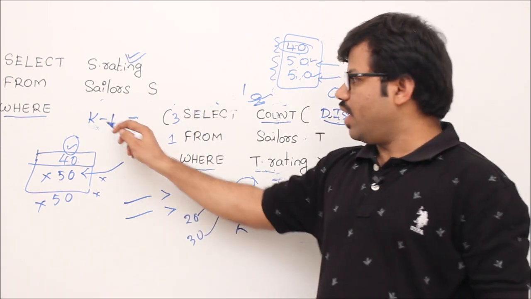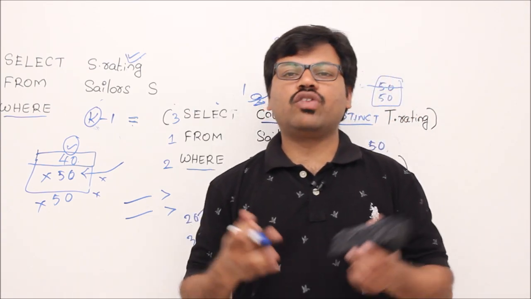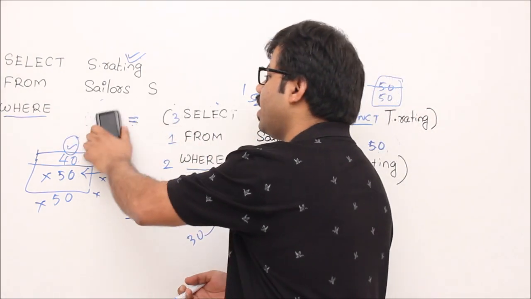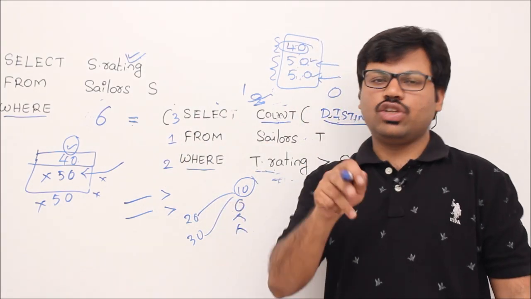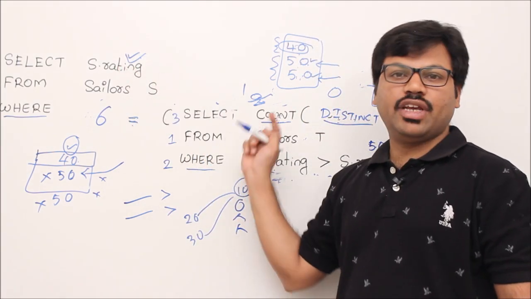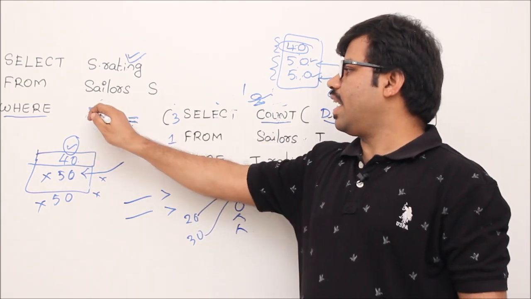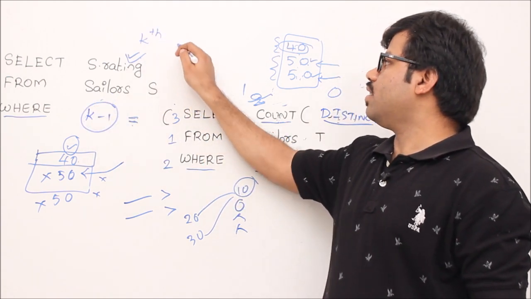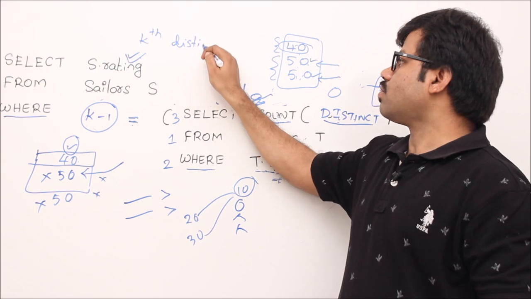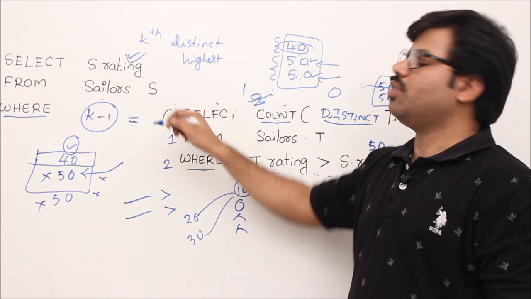So here k is a variable, I mean it depends on your highest. Example, you want to find out seventh highest, simply here you write 6. That means there are 6 other ratings which are greater than you, then you will be seventh highest. That is the semantical meaning of this query. That's it. So here finally it is k minus 1, where you want to find out kth distinct highest. Whenever you want to compute kth distinct highest, this will be the query.